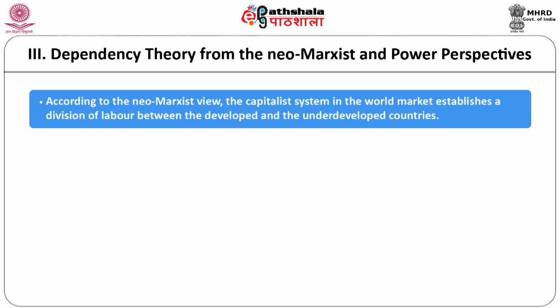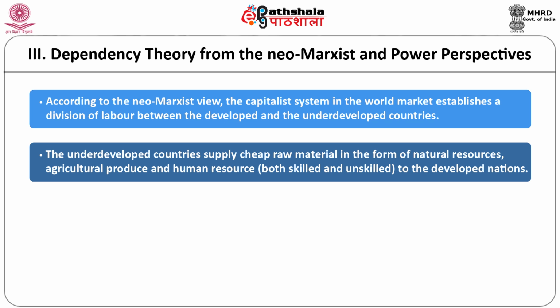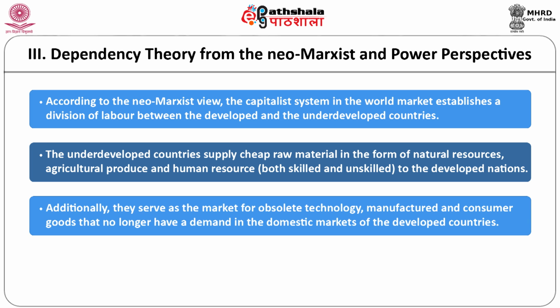According to the neo-Marxist view, the capitalist system in the world market establishes a division of labor between the developed and the underdeveloped country. The underdeveloped country supplies cheap raw material in the form of natural resources, agricultural produce, and human resources, both skilled and unskilled, to the developed nation. Additionally, they serve as the market for obsolete technology, manufactured and consumer goods that no longer have a demand in the domestic market of the developed countries. Many a time, developing countries serve as a dumping ground for the developed countries.